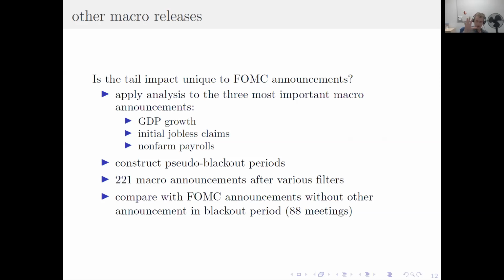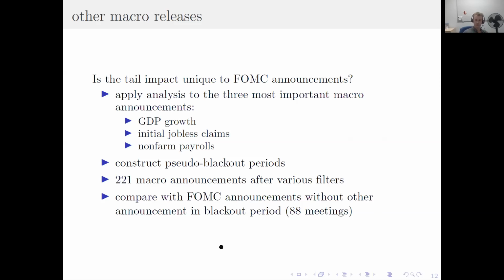So the first thing I'm going to show here is whether this pattern is unique to FOMC announcements. And the second is that this pattern is not driven by other macro releases that may fall within the blackout period. To do so, we compare these 88 meetings without another macro announcement in the blackout period to the remaining 24. And we again find that the results are virtually the same.